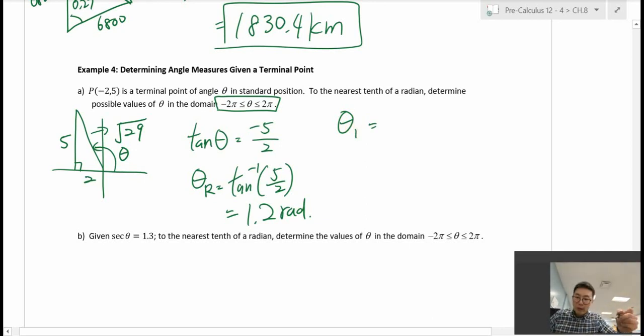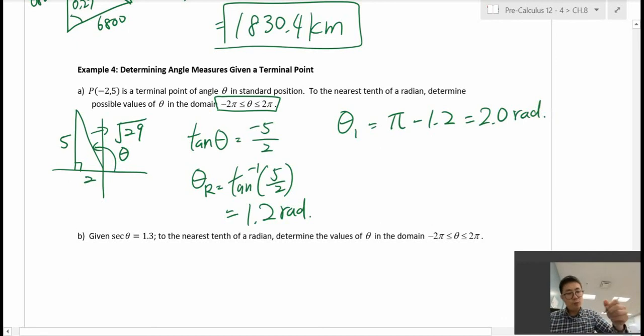To find the angle, if it's in the second quadrant, we go 180 degrees minus the reference angle. In radian mode, same thing, right? But instead of 180 degrees, we take pi, because pi is equivalent to 180 degrees. We take pi and then minus 1.2. So you go pi minus the answer. That would be 1.95, which is 2.0 radians.